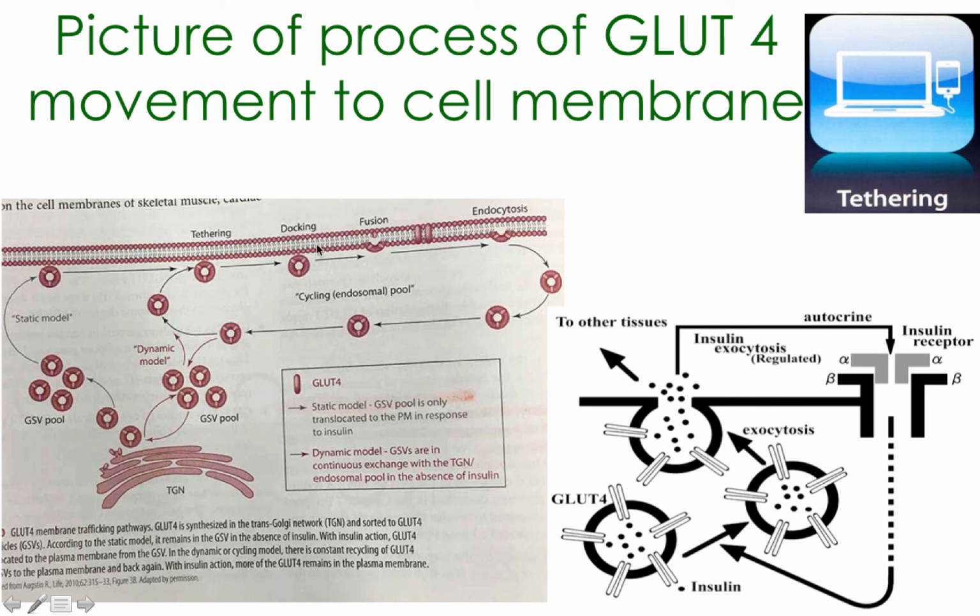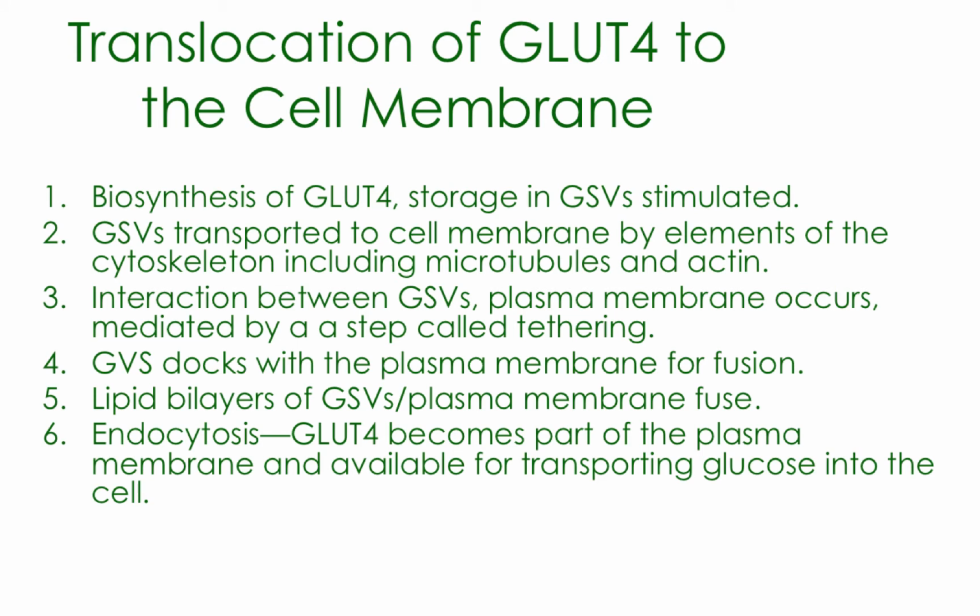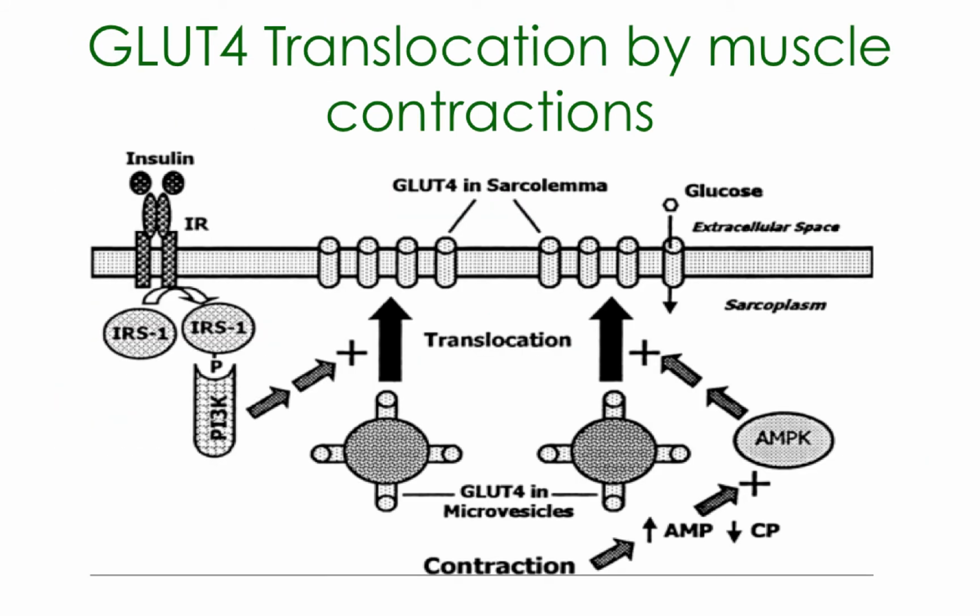Hope that makes sense. Now, when insulin has stopped stimulating the cell, GLUT4 will endocytose and go back to where it came from and form a vesicle until the next time there is more stimulation. And that's the process. Here it's shown once again.